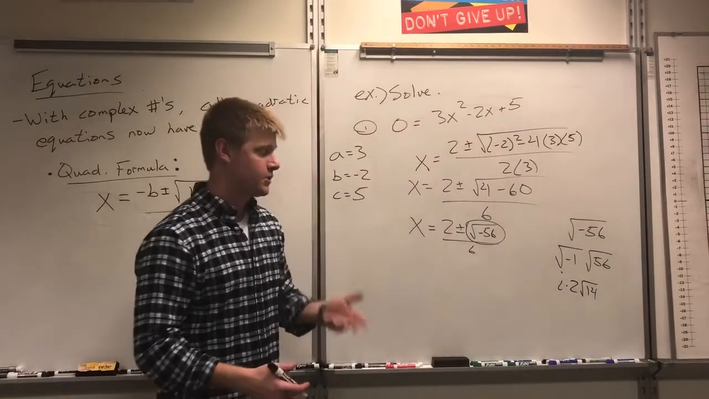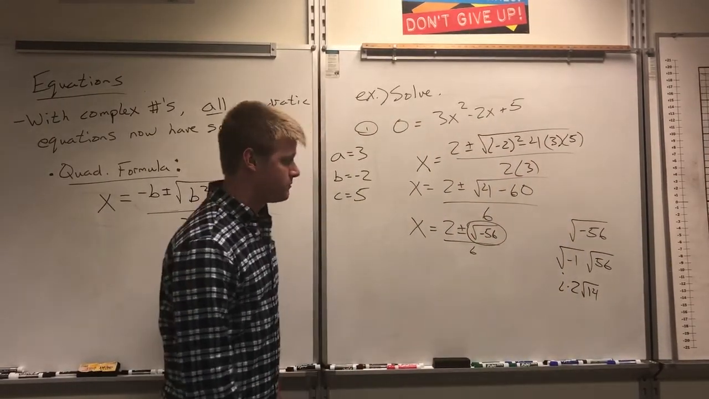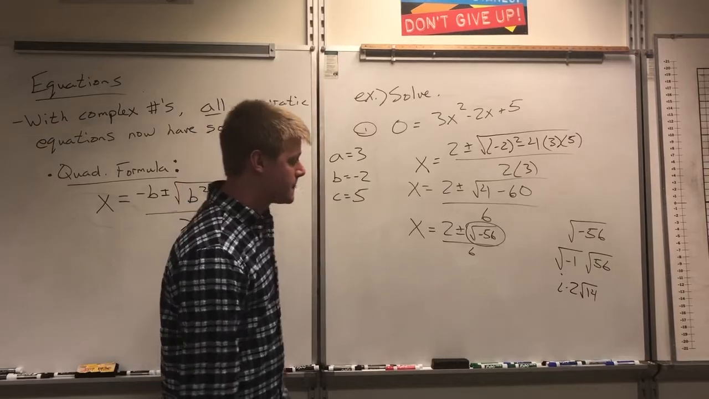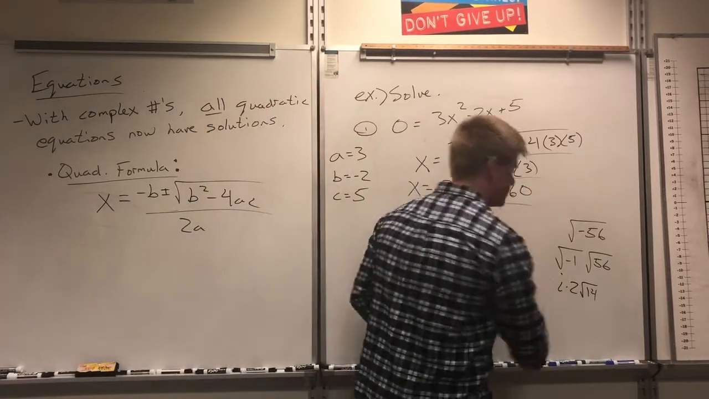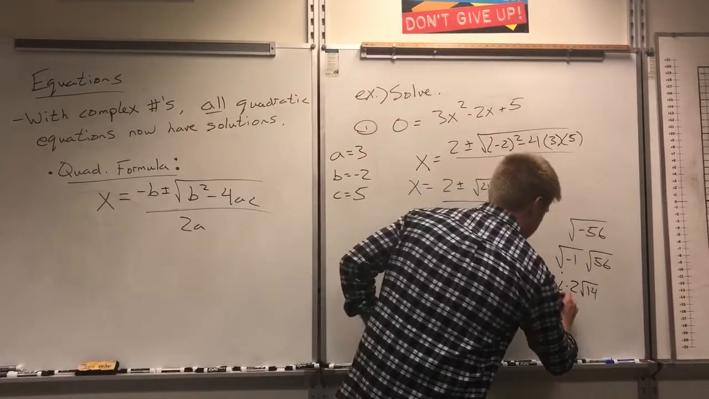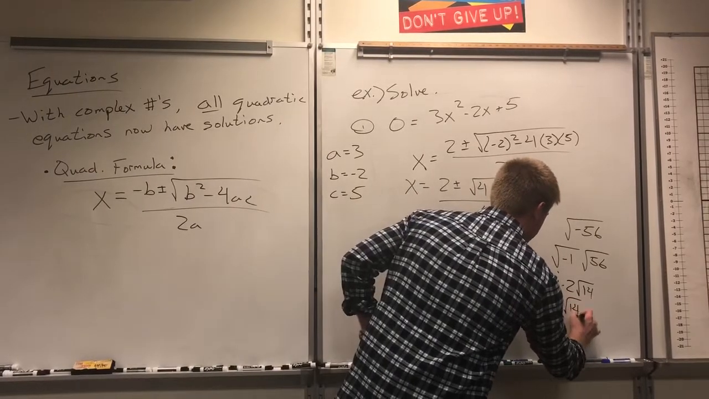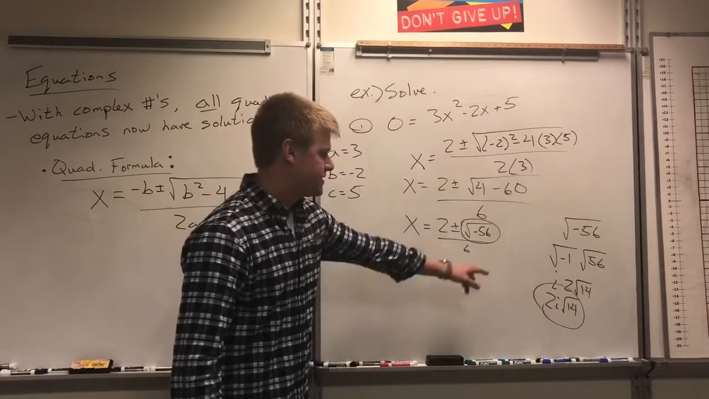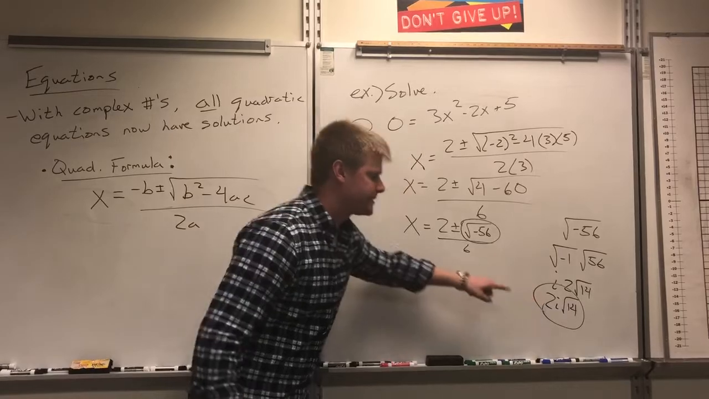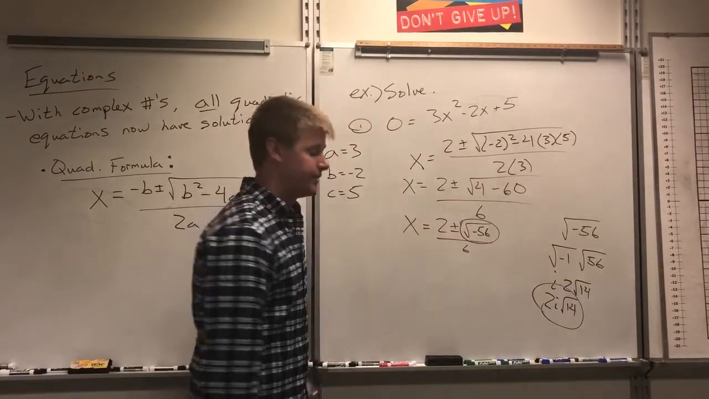Okay, so again, simplest radical form, a concept I'm hoping you're very familiar with at this point. And again, I would just reverse this. I wouldn't write i times 2, I would always write it as 2i. So 2i radical 14, I'm going to replace a radical negative 56.